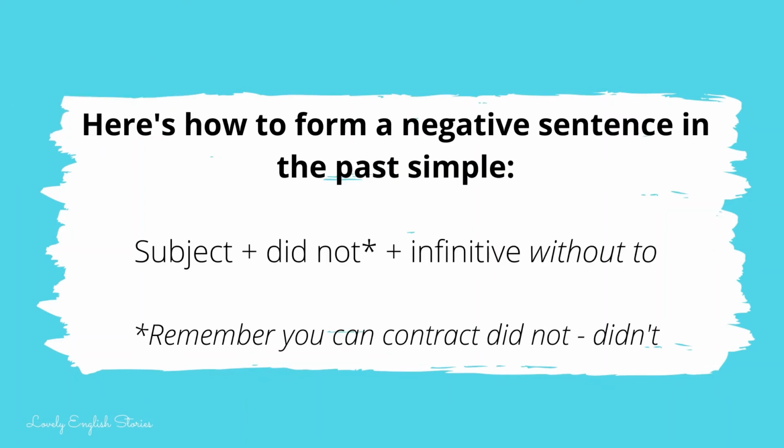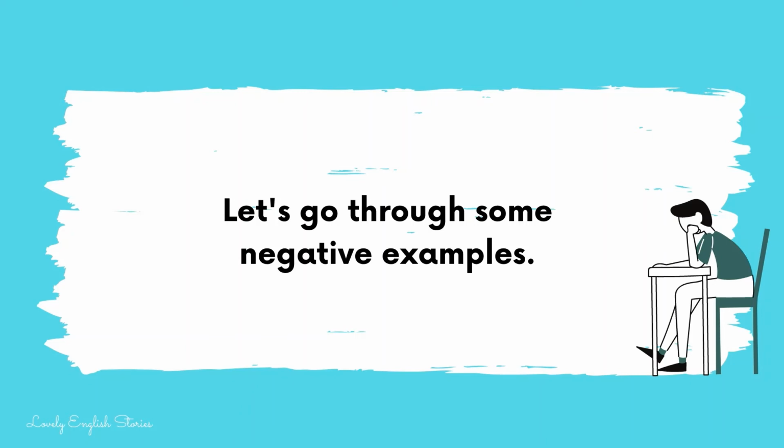Here's how to form a negative sentence in the past simple. Subject plus did not plus infinitive without to. Remember, you can contract did not to didn't. Let's go through some negative examples.